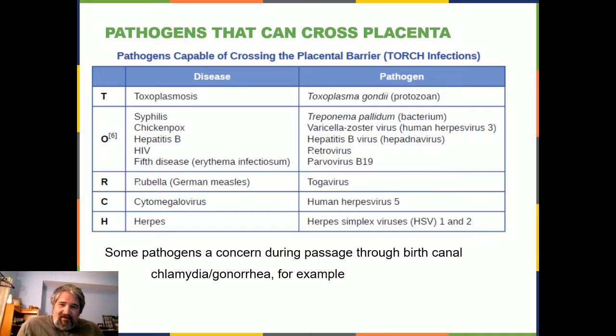And there are the agents that cause those. We have rubella, that's the R in TORCH, caused by a togavirus. C, cytomegalovirus, an example of which is human herpesvirus 5. And H, herpes can cross the placenta. That would be HSV types 1 and 2. And then some other pathogens are of concern during passage through the birth canal, like chlamydia and gonorrhea, Neisseria gonorrhoeae, as examples. So TORCH, it'll be important to know, especially for you pre-meds.